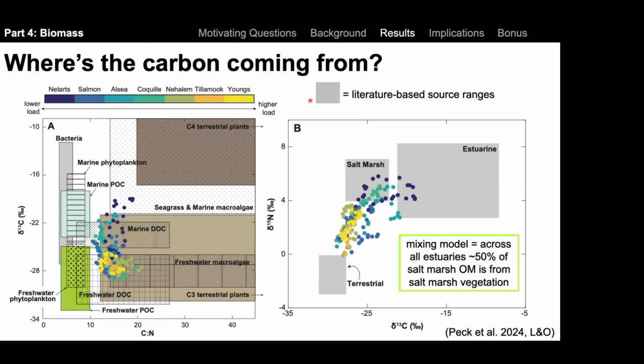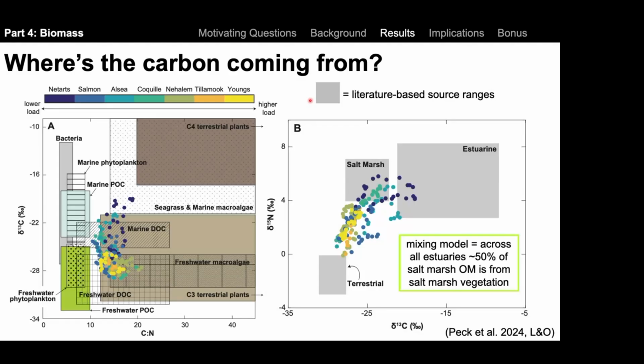So focusing on the Pacific Northwest, I grouped them into things like estuarine categories. So this is like macroalgae and phytoplankton, things like that. Salt marsh, primarily salt marsh vegetation, salt marsh diatoms, and then terrestrial carbon, mostly soil-based. And so we see much better spread in the data now that we've added the stable nitrogen in.